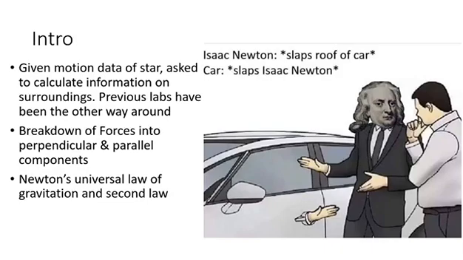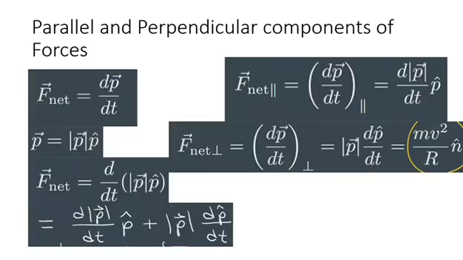To do so, we'll use a few physics principles: Newton's second law, Newton's universal law of gravitation, and the breakdown of forces into perpendicular and parallel components. For why this lab is worth our interest, these models and reasoning here will let us calculate the mass of any object using only its motion data, from something as large as a black hole or as small as an electron.